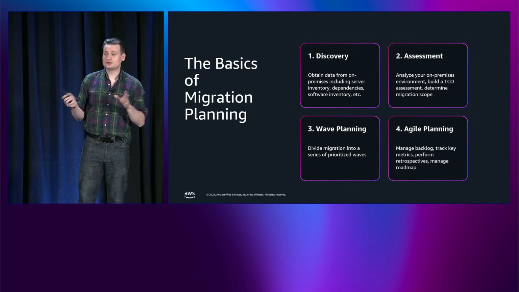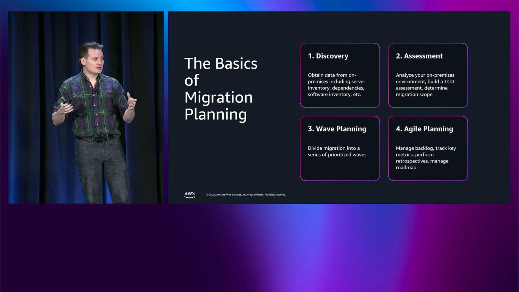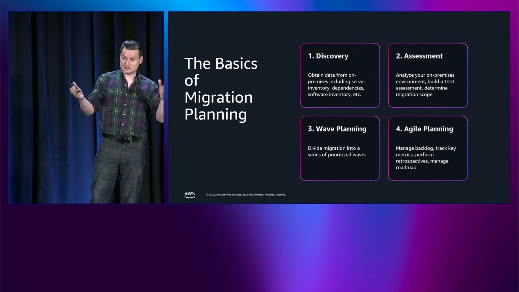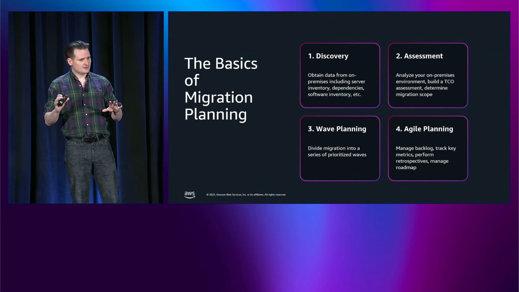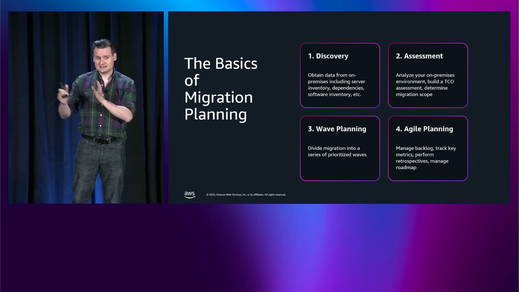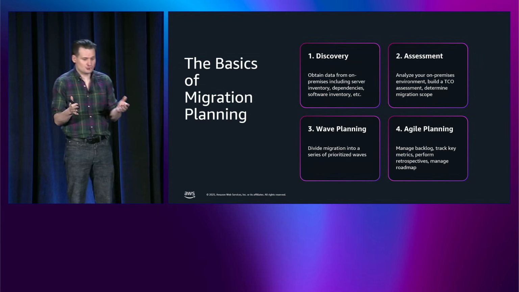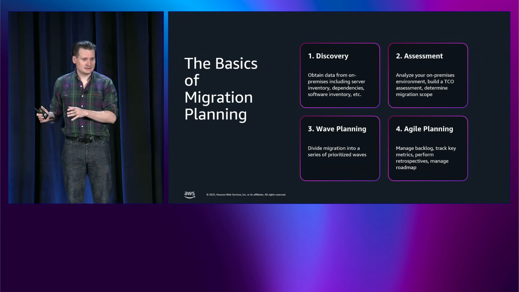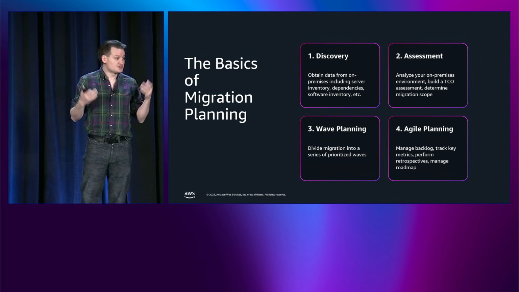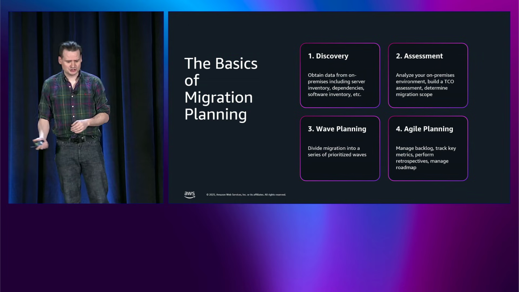Wave planning, put simply, is the process of taking everything that you have on-prem that's in scope for migration, analyzing it, and then ordering it into discrete sets of groups that can be moved independently and executed. It serves as the basis for your migration execution.